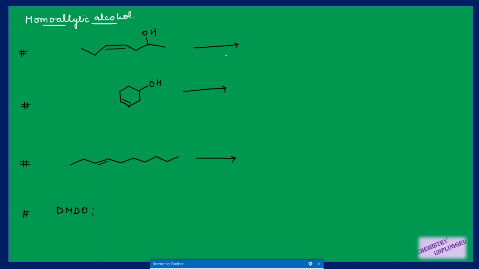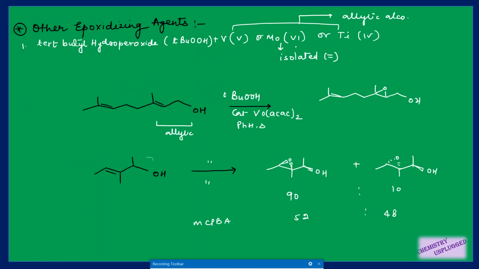So again I am using the same catalyst, that is tertiary butyl hydroperoxide, and again the vanadium complex. So it will give me the major product in which the side of attachment of this oxygen and OH are the same, right? And if we are using a different type of complex, that is a molybdenum complex, we have seen in the previous slide that molybdenum complexes can also show epoxidation, right?